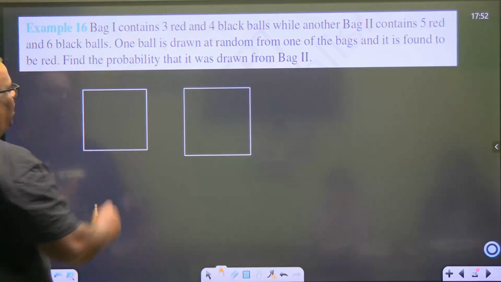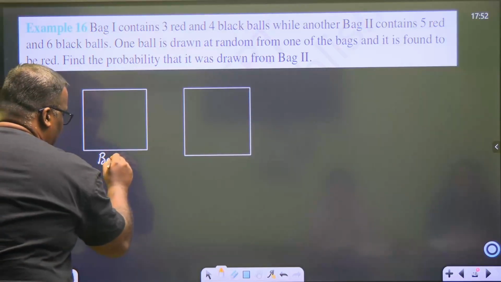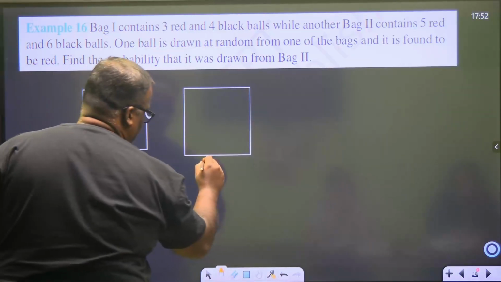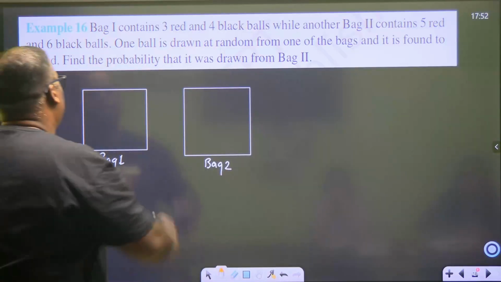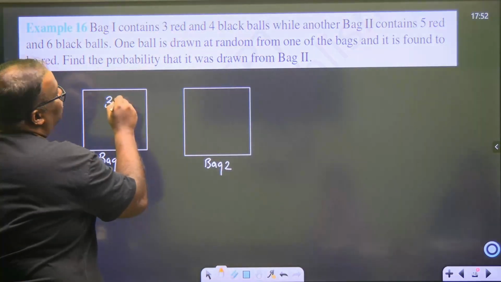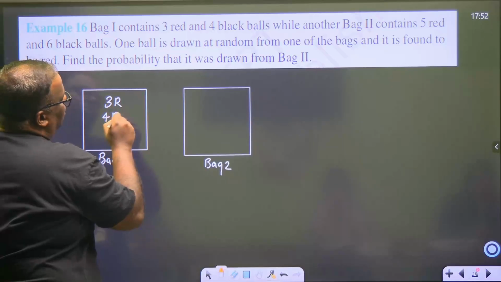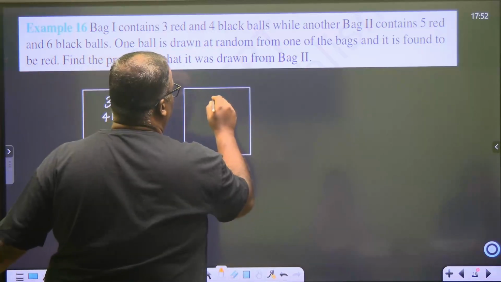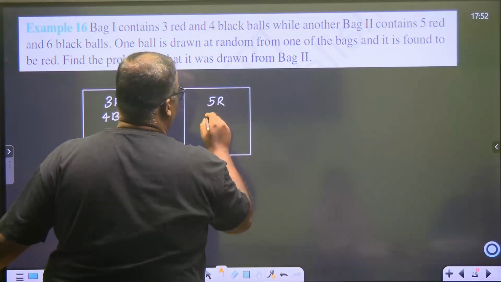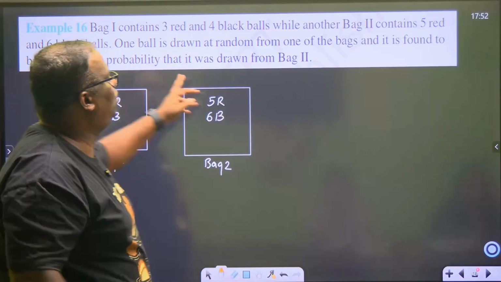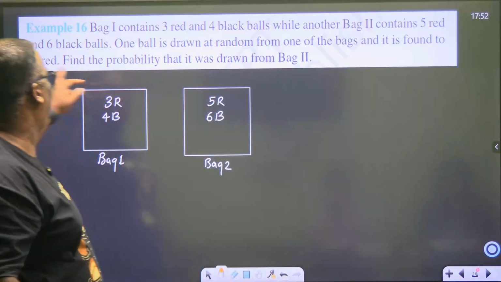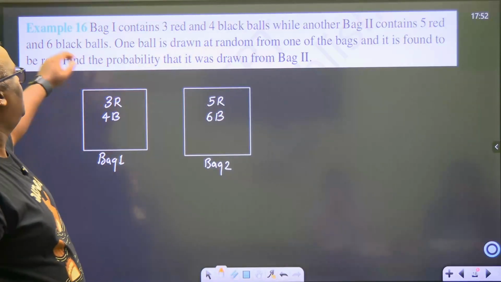You have a bag 1, and this is bag 2. Bag 1 contains 3 red balls and 4 black balls, while bag 2 contains 5 red balls and 6 black balls. One ball is drawn from one of the bags and it is found to be red. Okay, bag 1 and bag 2.